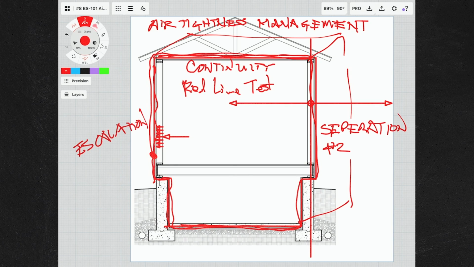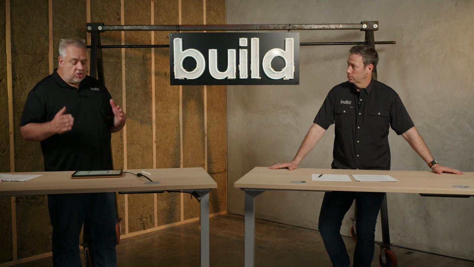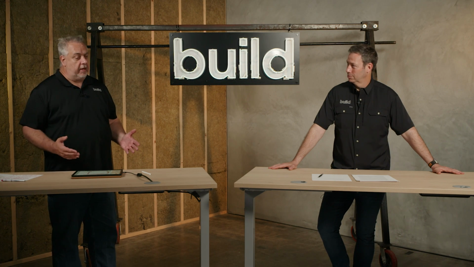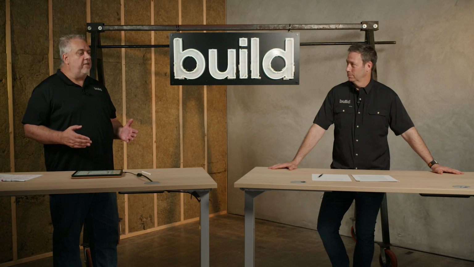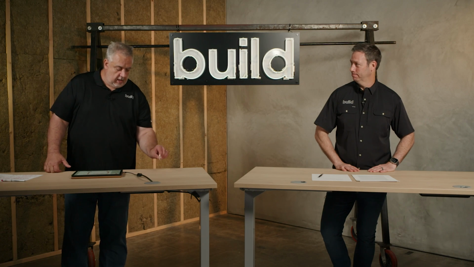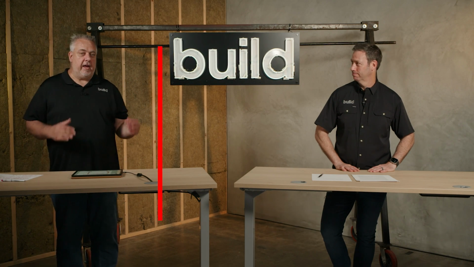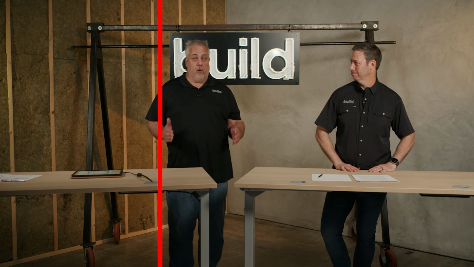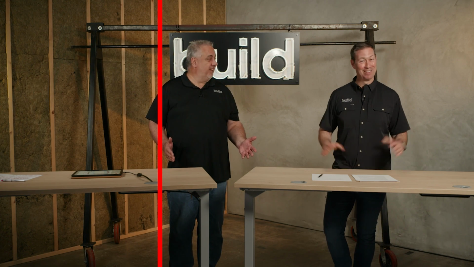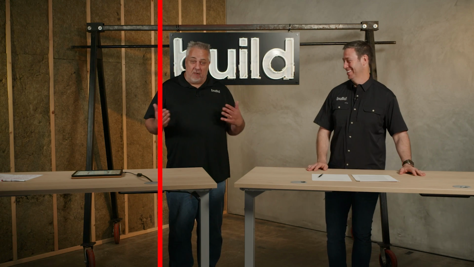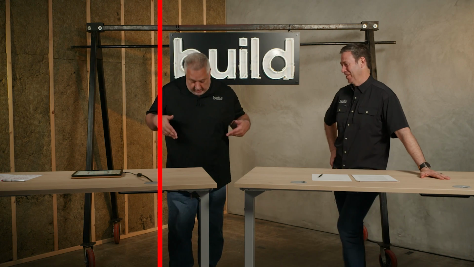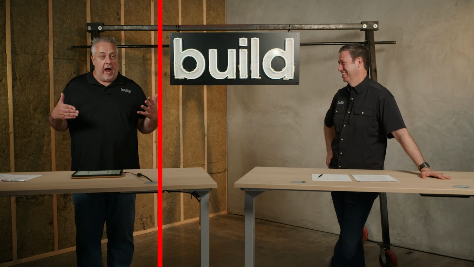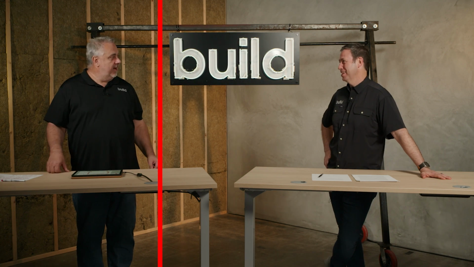Separation. You're going to love this one. This is so fundamentally simple, but for some reason it's one of the hardest concepts for the building industry to understand. If this is my red line, I am either outside or I'm inside. This is Building Science 101. It's not rocket science, it's building science. I'm either inside or I'm outside. You're on one side of the line or the other.